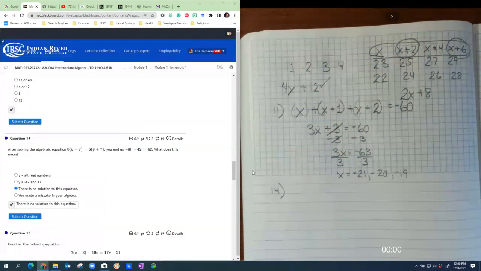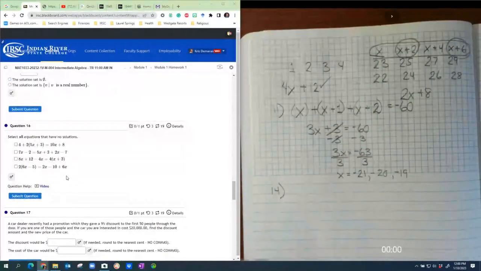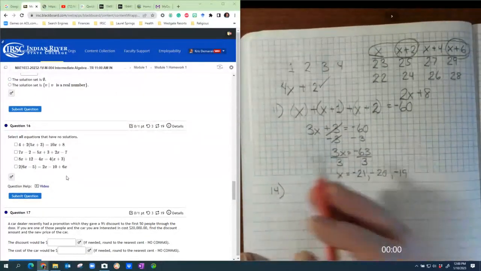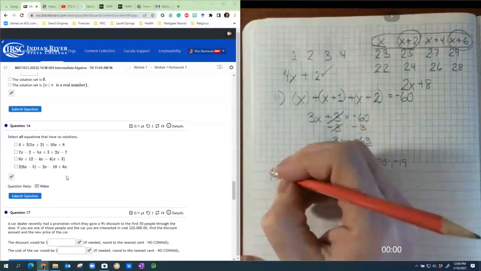So that means there is no solution to the equation when they do not equal. If they are the same exact value, so if this was negative 42 equals negative 42, then that would mean all real numbers. That's what that would mean. Okay, let's look at number 16. There's no work to be shown for number 14. So number 16, let me see.